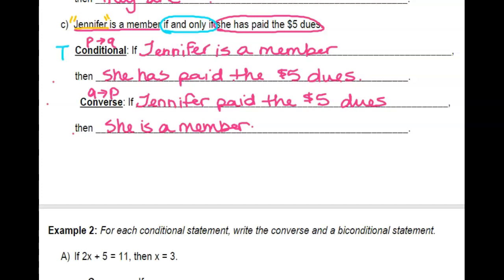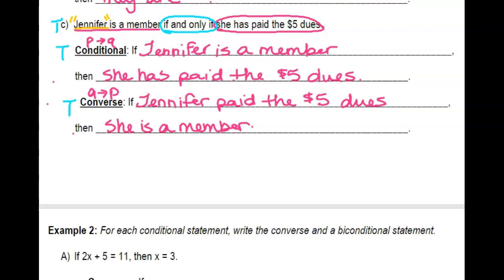The converse, where I exchange the hypothesis and conclusion, is if the subject, Jennifer, paid the $5 dues, then she is a member. So if you pay your dues, typically you become a member. So this should also be true, meaning that our biconditional is true. So hopefully that went all right for you.